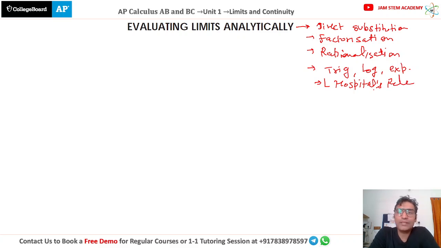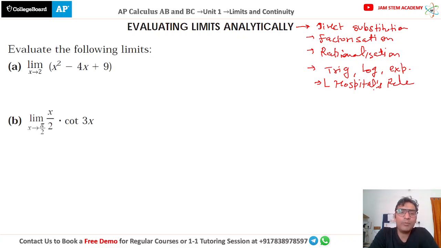Okay, so let's start with the direct substitution method. A problem is given to us. It says evaluate the limit of f of x, which is x squared minus 4x plus 9, when x approaches 2. So directly substitute x equals 2. This time we have to use the analytic method. I'm not using a graph. I'm not using a table for this one. GDC is not allowed, let's say. So substitute x equals 2 over here directly.